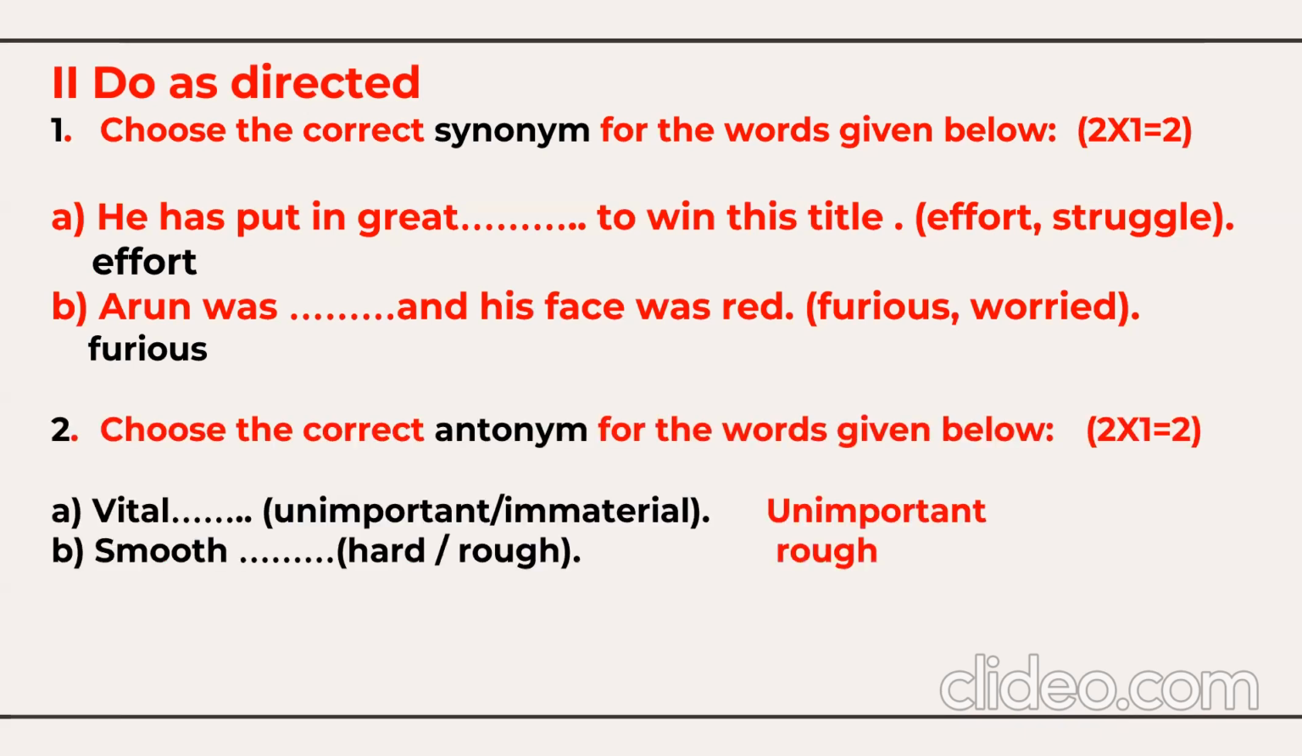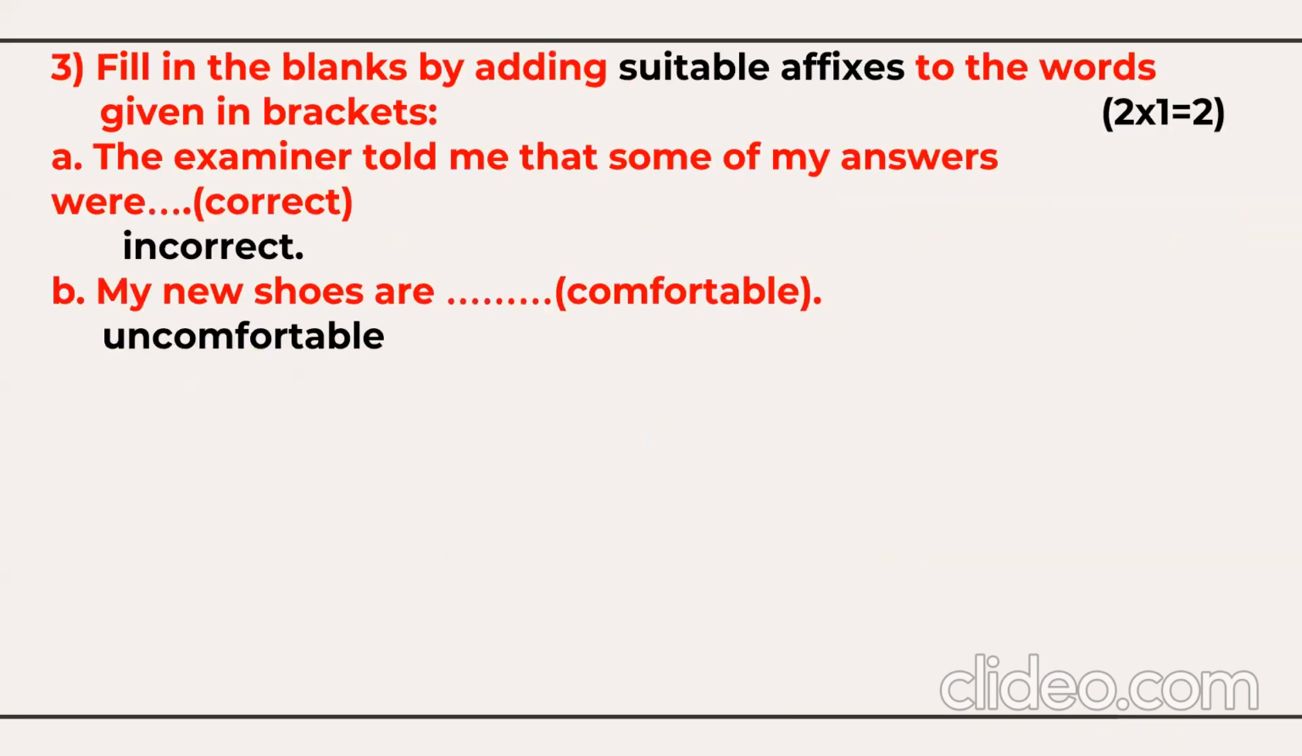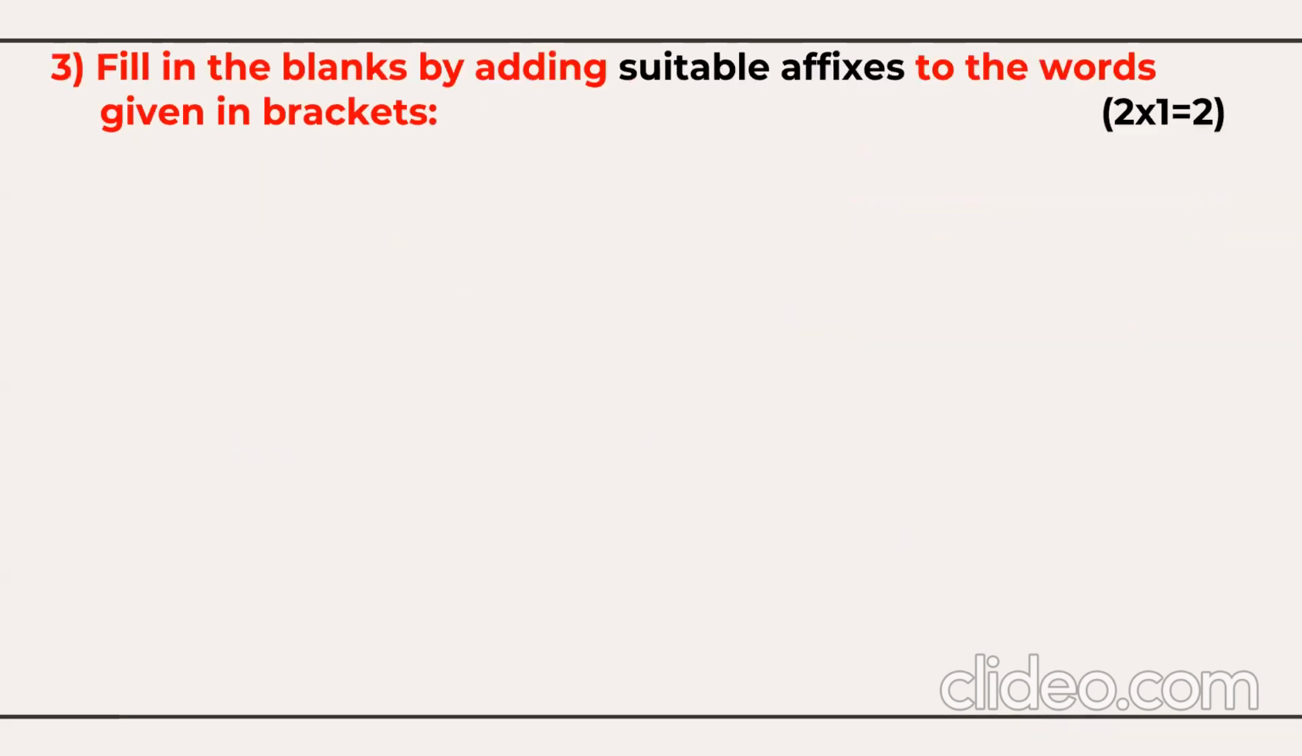Next question, antonym. You need to find the antonym. Vital, the antonym of vital is here, unimportant. Smooth, antonym of smooth is here, rough. What's the meaning of synonym? Same meaning. Antonym means to say the different meaning, the opposite meaning. So a synonym for 2 marks, antonym for 2 marks. Then we have next question.